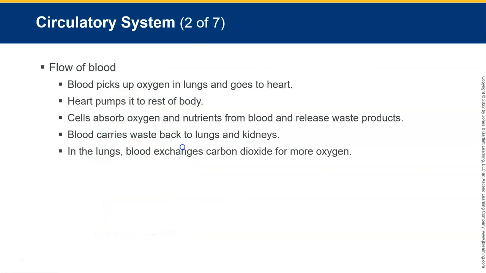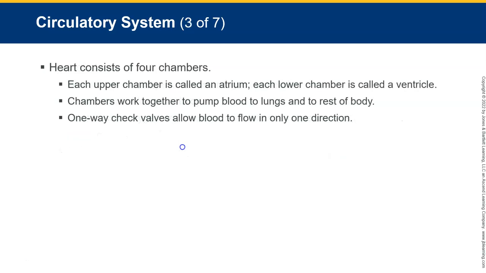So on the flow of blood, it picks up oxygen in the lungs and goes to the heart. And then that heart, that pump, pumps the blood to the rest of the body. Then cells of the body absorb O2 and nutrients from the blood. But what it also does, which is a really important part that we looked at a second ago, is it releases waste products, including carbon dioxide, into the blood. Now, blood carries these waste products back to the lungs and the kidneys. And in the lungs, blood exchanges the carbon dioxide for more oxygen, and the cycle begins again. So much like those closed circuit systems, it just goes over and over again.